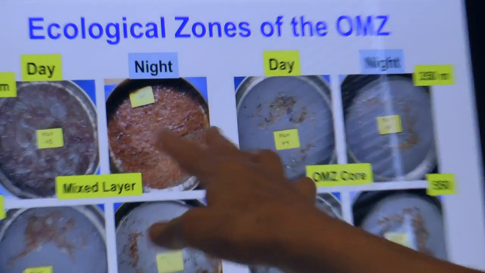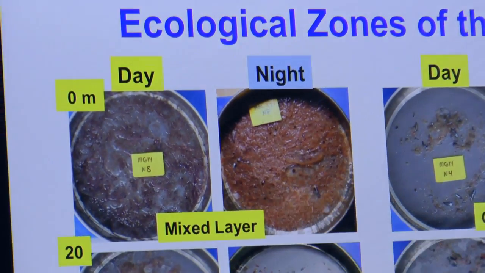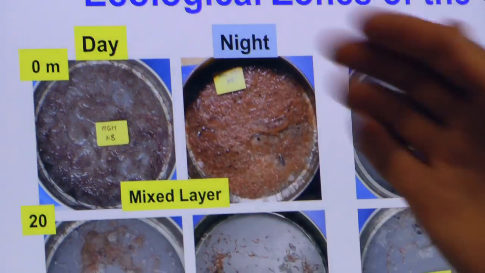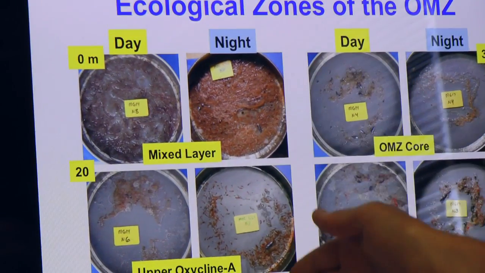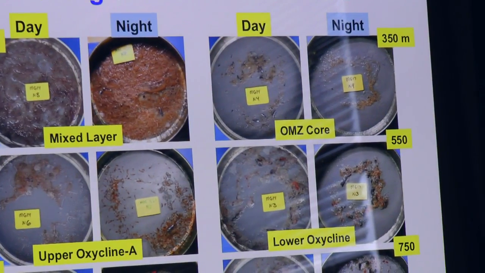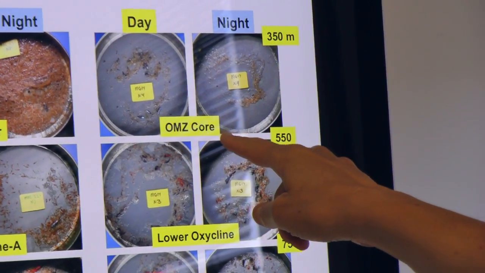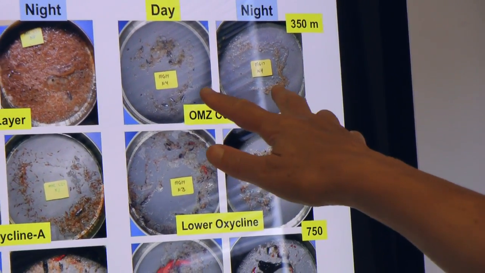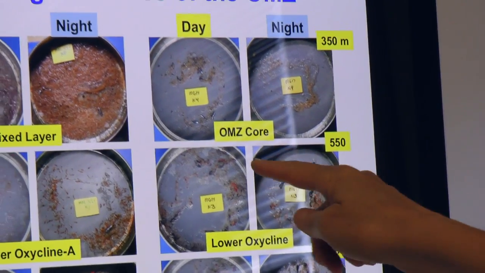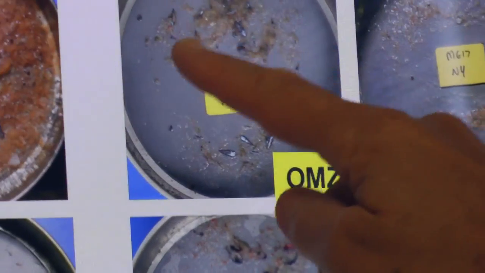This is the upper layer where there's a lot of oxygen. You have a lot of animals both day and night here. There's a day column and a night column. And then in this very low oxygen area, we call it the OMZ core, the oxygen minimum zone core, you have very sparse populations. But what you see in the daytime are these little fish.